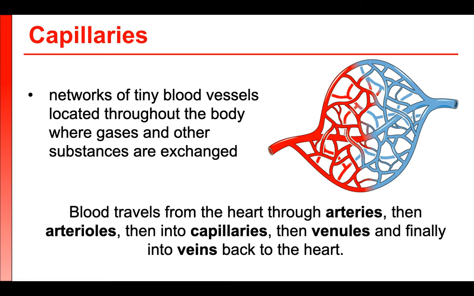So if we start the blood at the heart, it travels from the heart through arteries, then it's going to branch out into arterioles, then into capillaries, and then as it comes out of the capillaries, it's now heading back to the heart, so it goes through venules and finally into veins back to the heart.